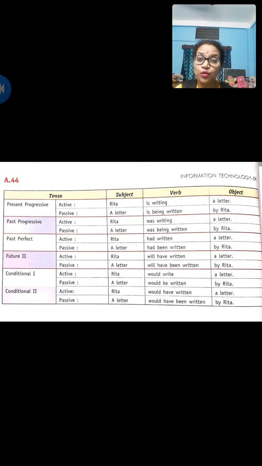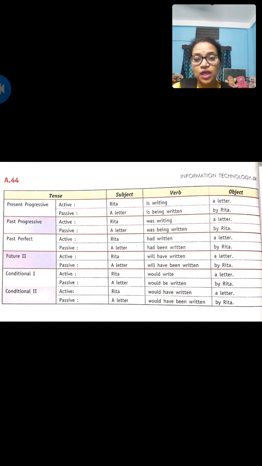If it is in present progressive form, the active voice is, Rita is writing a letter. Now, if you have to change it into passive, what will be the change? A letter is being written by Rita. Next, if it is a past perfect sentence, then Rita had written a letter, had written. Now, the changes will be a letter had been written by Rita. So, here had written becomes had been, third form of the verb, had been written by Rita.